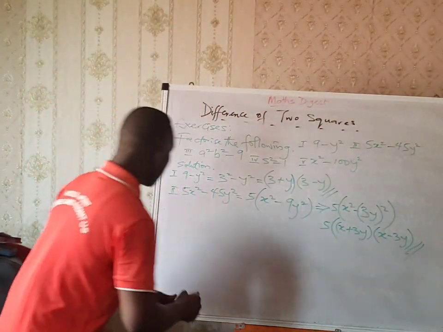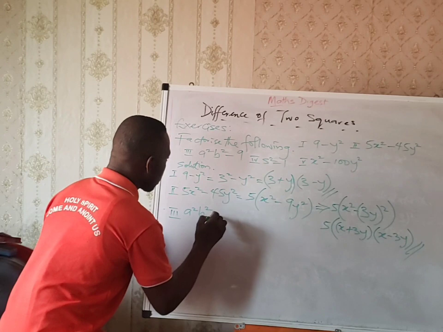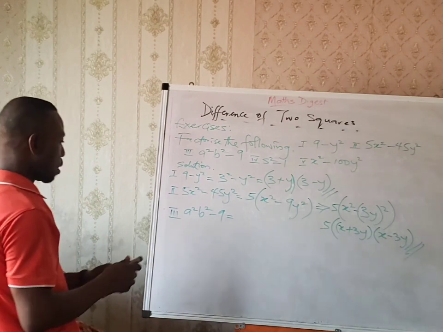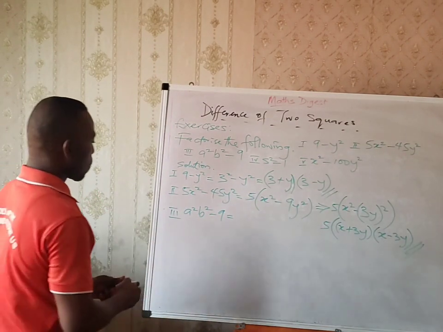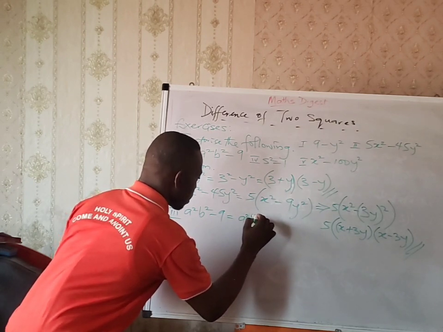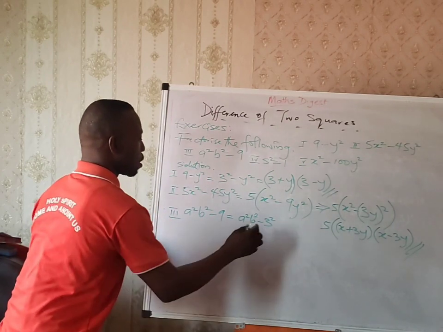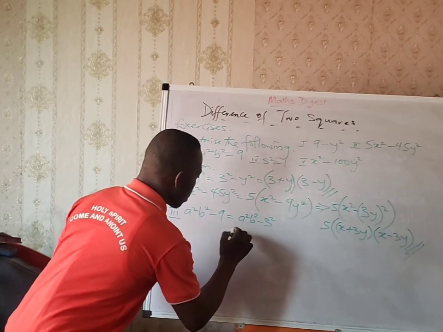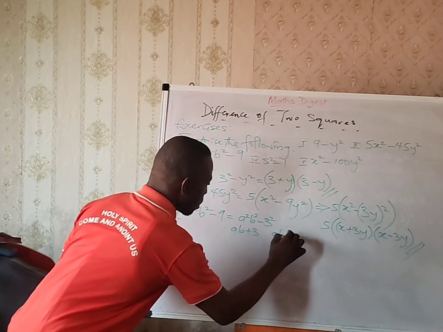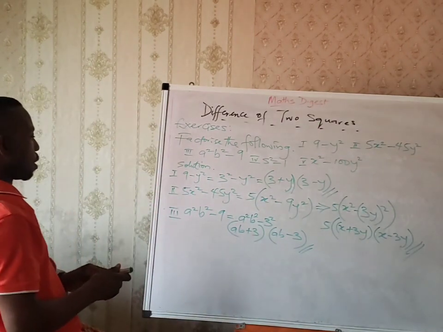So the third one gives us a squared b squared minus 9. We need to get the square root of this, because it's a perfect square. So we say ab squared minus 3 squared. With this now we say this is equal to ab plus 3, ab minus 3, all in brackets. So this is the desired solution.